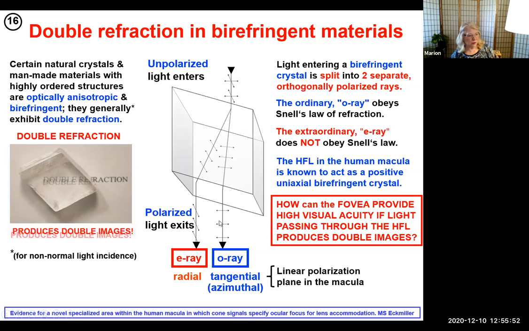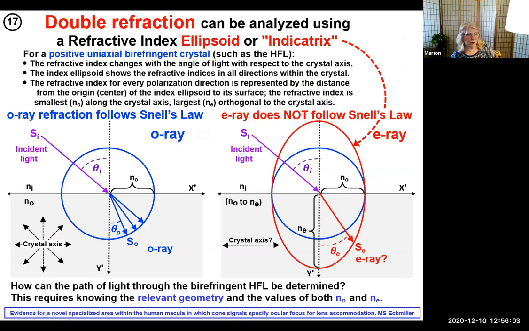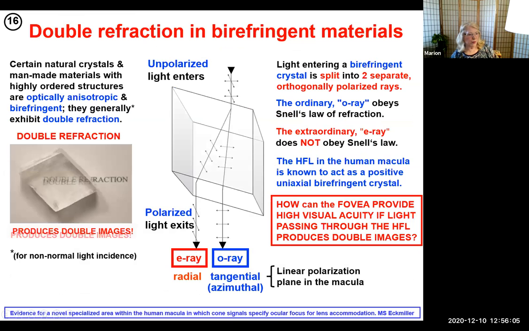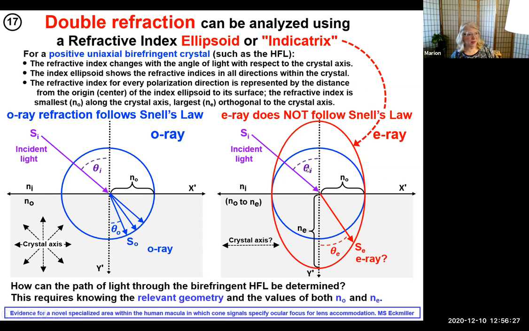Please also notice that the light that exits in these two displaced rays is polarized, and the two kinds of rays are polarized orthogonally to each other. So we know that the HFL is a positive uniaxial birefringent crystal. That made me ask, how on earth can the fovea provide high visual acuity if light passing through the HFL produces double images? Seems very strange. So how do we calculate this?